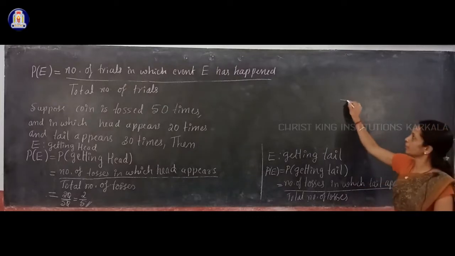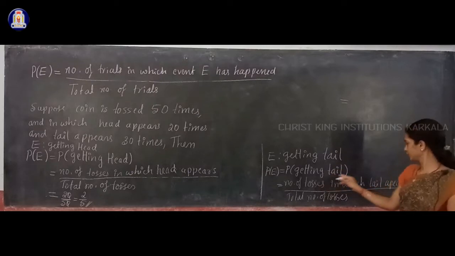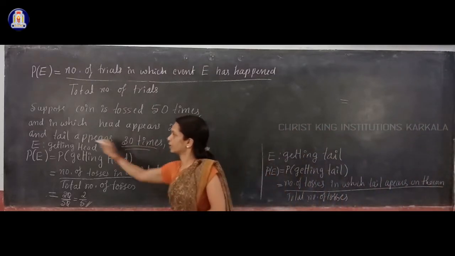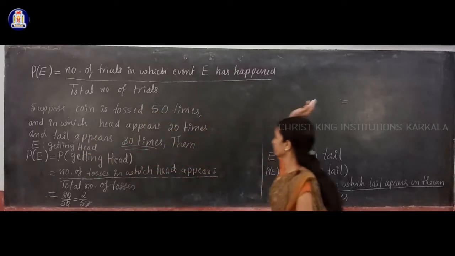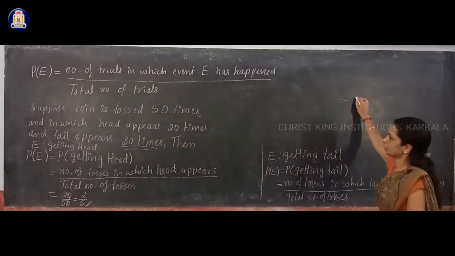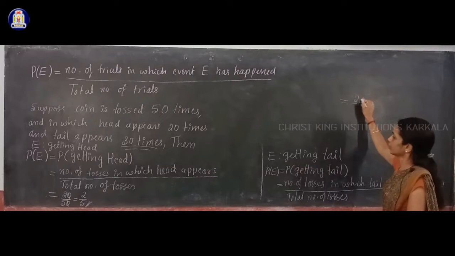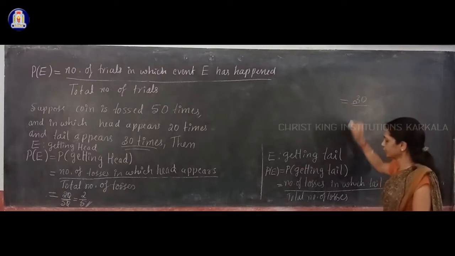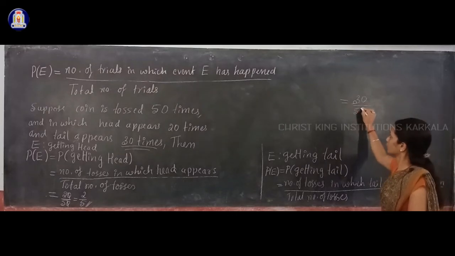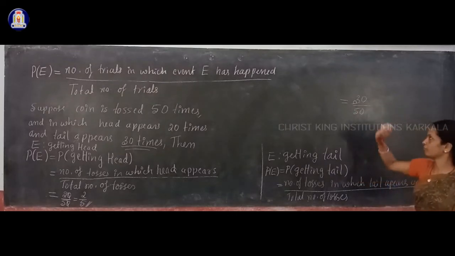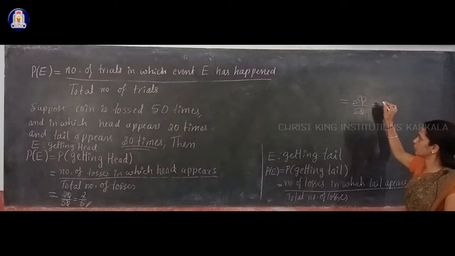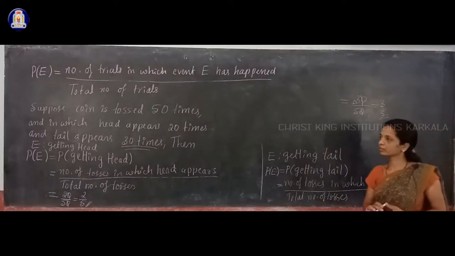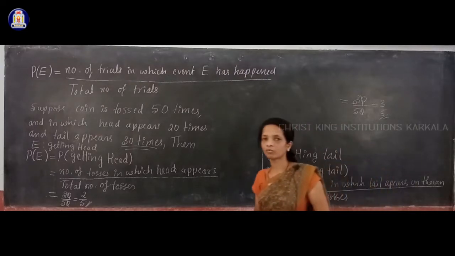That is equal to, in how many tosses are you getting tail? In 30 tosses you are getting tail, right? So in the numerator you have to write 30. In 30 tosses we got a tail, so 30 divided by total number of tosses. Total number of tosses is 50, and here the 0s cancel, so we are left with 3 by 5. So like this you have to calculate the probability of an event.